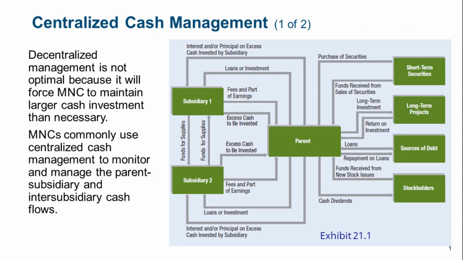For this reason, many firms choose to centralize their cash management. By pooling resources at the corporate level, multinational corporations can reduce the total amount of idle cash sitting across all subsidiaries. Centralized management makes the whole system more efficient.